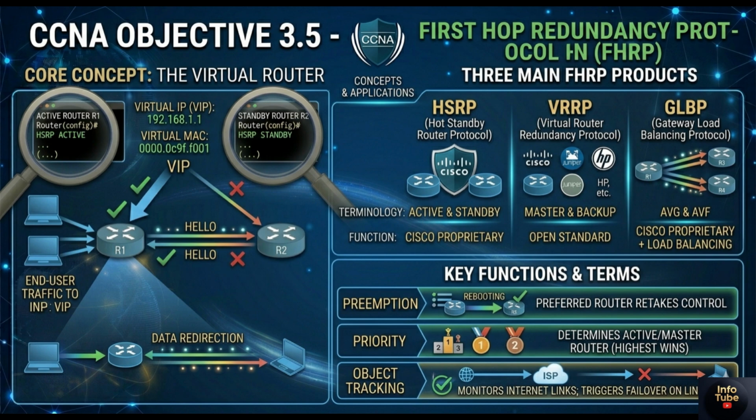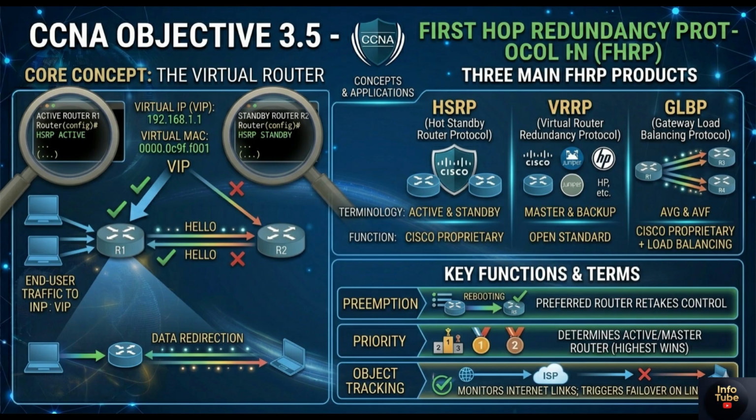The three main FHRP products. While the CCNA focuses mostly on the concepts, you need to recognize these three specific protocols. 1. HSRP, Hot Standby Router Protocol. Cisco proprietary. Created by Cisco, so it only runs on Cisco gear. Terminology. It uses an active router and a standby router. Default. This is the one you will most likely configure in a lab.